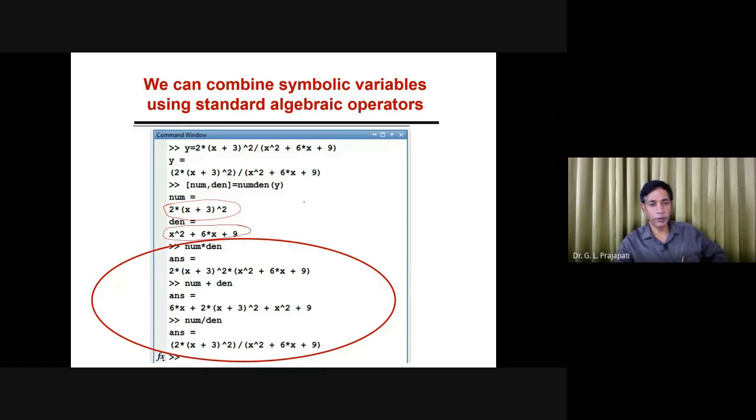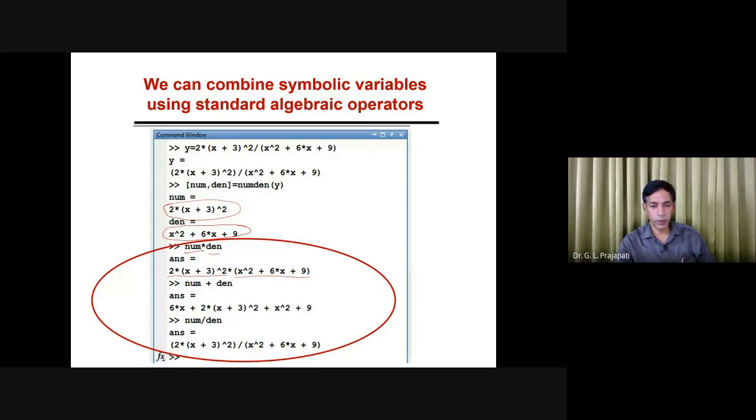So just like you have two expressions, you want to multiply the two expressions. So how can you multiply? Here num and den, this is the variable name, this is the expression. This expression takes the numerator, this expression takes the denominator, and you are going to multiply. Once you multiply, you are getting the answer. 2 times means this multiplied by this.